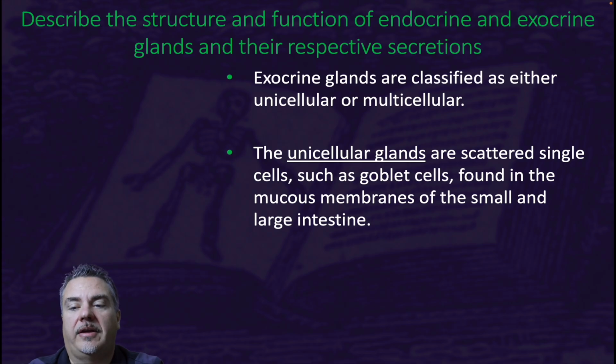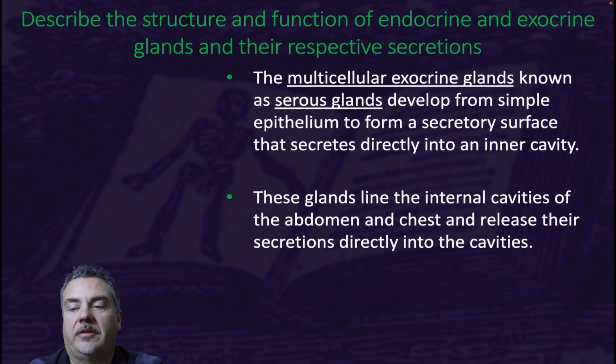The unicellular glands are scattered single cells, such as goblet cells, found in the mucous membranes of the small and large intestine. The multicellular exocrine glands, known as serous glands, develop from simple epithelium to form a secretory surface that secretes directly into an inner cavity. These glands lie in the internal cavities of the abdomen and chest to release their secretions directly into the cavities.